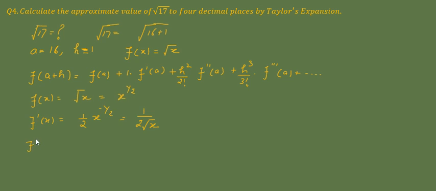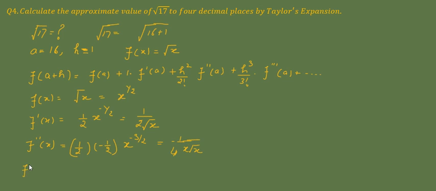Now compute the second derivative at x. Again use power formula, 1 by 2 into minus 1 by 2 x raised to power minus 3 by 2, or you can just write this as minus 1 by 4 x raised to power 3 by 2. X raised to power 3 by 2 means x root x with positive power in the denominator.